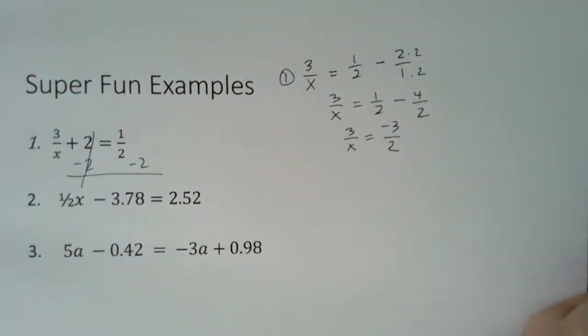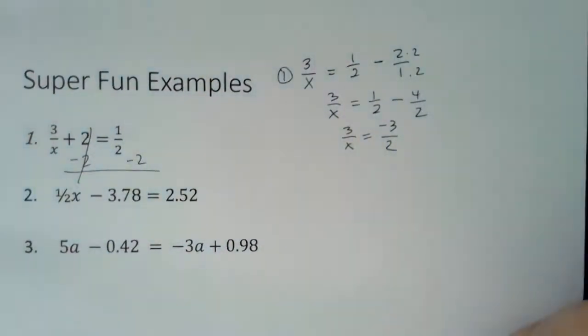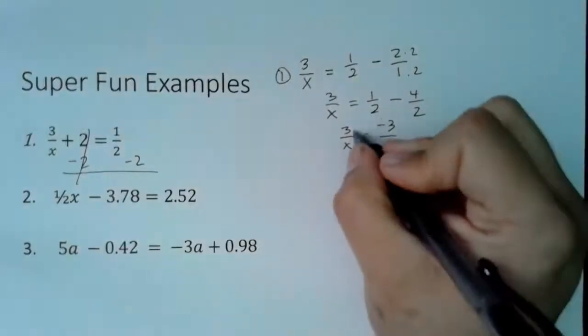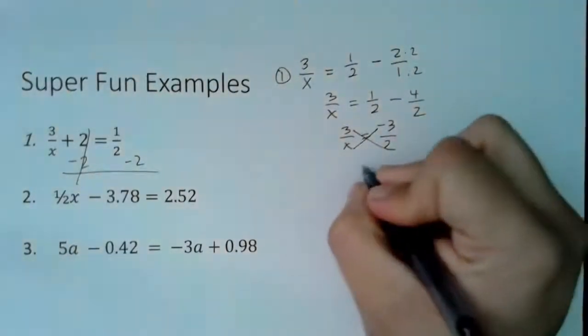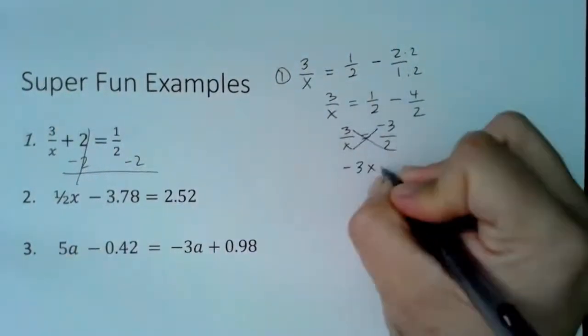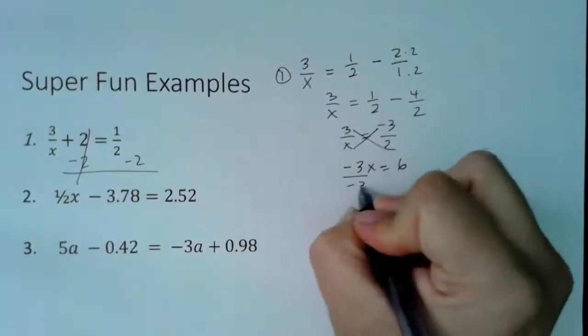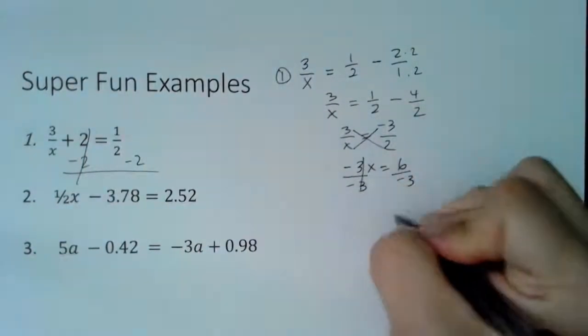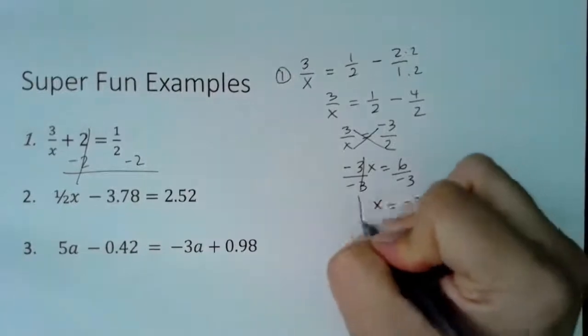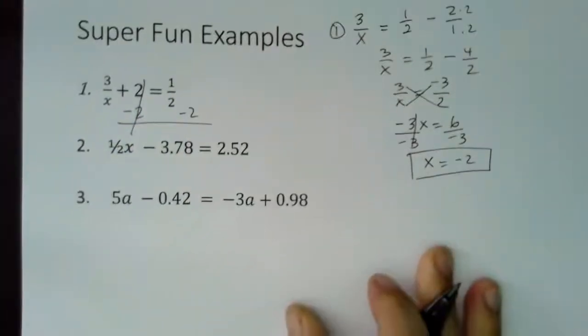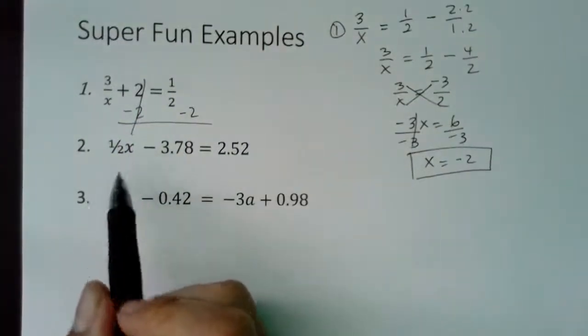And then, if you remember, it's a proportion, right? So we can do means extremes, cross multiply. So that's negative 3x is equal to 6. Divide both sides by negative 3, and you get x is equal to negative 2. Okay? All right, and then the second one, we get 1/2 x.